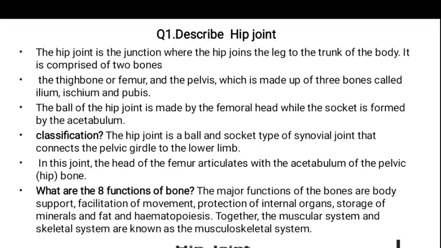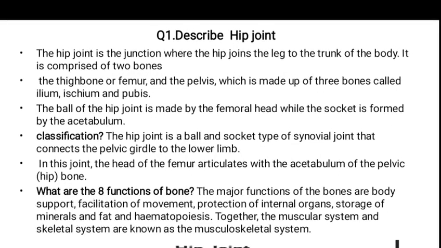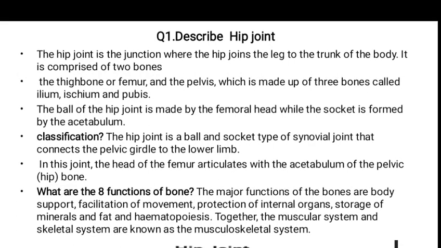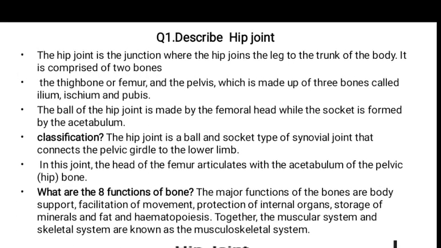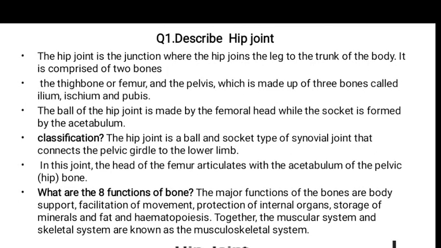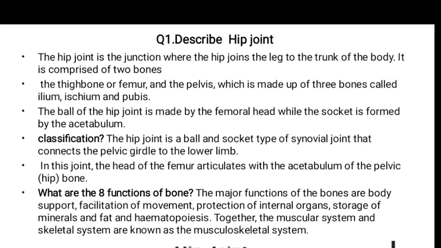Classification of hip joint. The hip joint is the ball and socket type of synovial joint that connects the pelvic girdle to the lower limb.